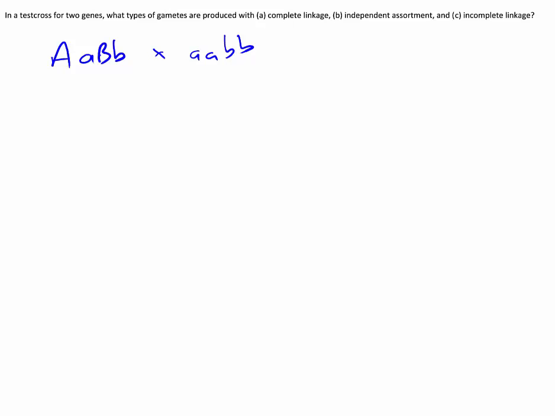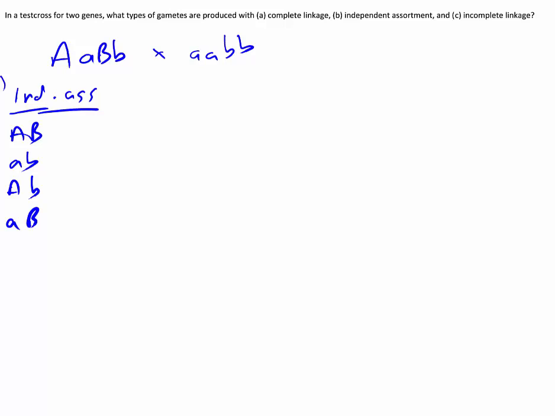Alright, so we have a test cross. We all know what a test cross is. Pause there. So we've got a test cross. So what would we get? What kinds of gametes would be produced if we showed complete linkage, independent assortment, or incomplete linkage? So what do those things mean? Well, we know what we get with independent assortment. So independent assortment, we get this, and we get 1 to 1 to 1 to 1. Alright, so that's independent assortment.